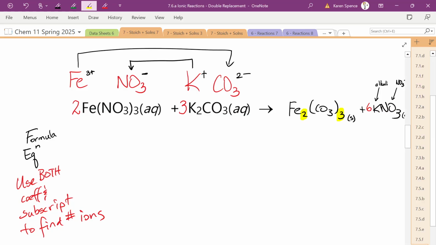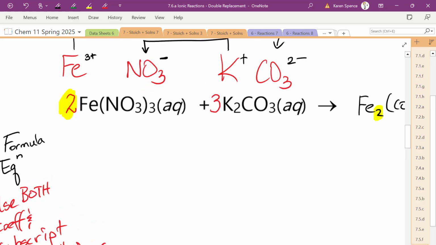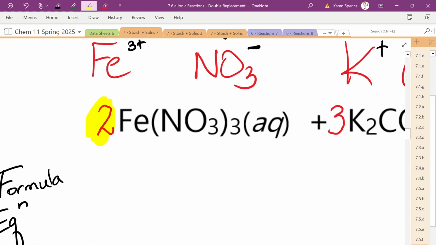So what do I mean by that? Well, for iron, we have a coefficient of 2. There's no subscript, so that means that because this is aqueous, we want to split this apart into its ions. We have 2 Fe ions. Okay? What have I forgotten here? I need the state and the charge. The state is aqueous. It will always be aqueous for the ions. And the charge, remember, we determined that it was iron 3+.